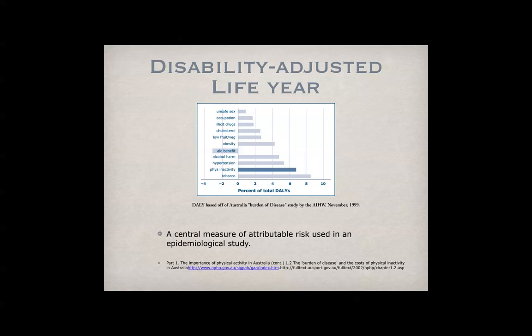So this is another term that they use, disability adjusted life year. It's a measure that they use to demonstrate attributable risk in different types of epidemiological studies. So this is from Australia. Disability adjusted life years. So it's basically the likelihood that you're going to have disability in your life.